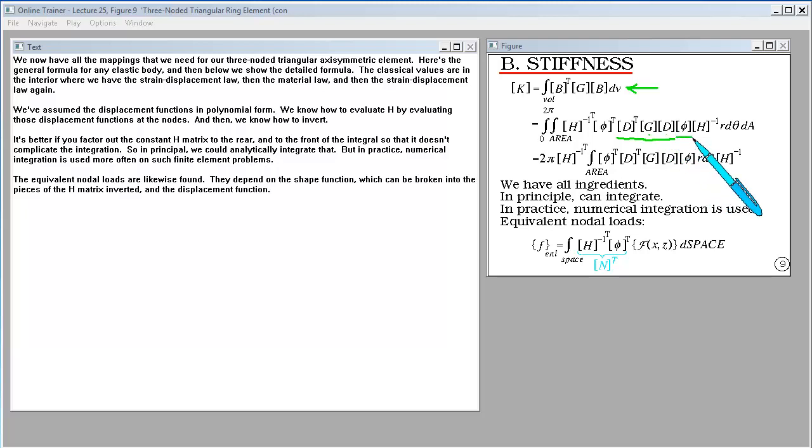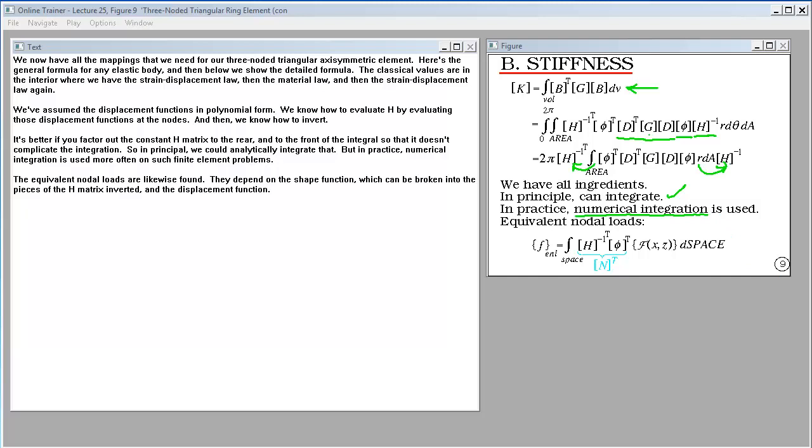We've assumed the displacement functions in polynomial form. We know how to evaluate H by evaluating those displacement functions at the nodes, and then we know how to invert. It's better if you factor out the constant H matrix to the rear and to the front of the integral so that it doesn't complicate the integration. So in principle, we could analytically integrate that, but in practice, numerical integration is used more often on such finite element problems.